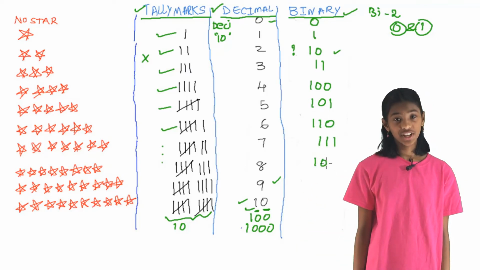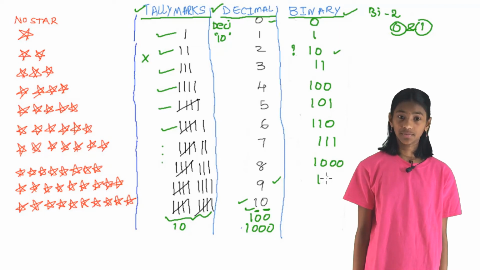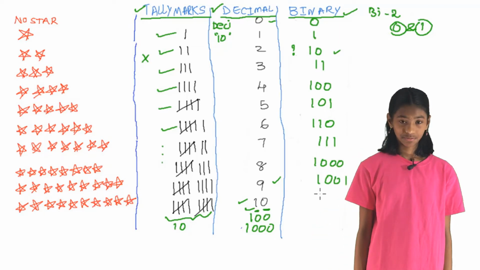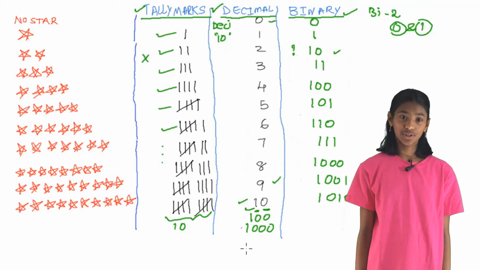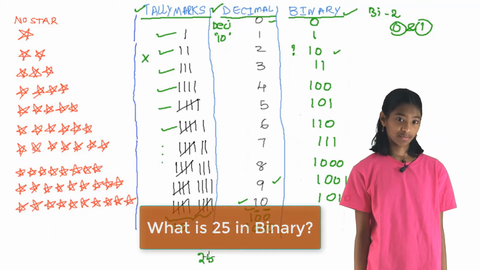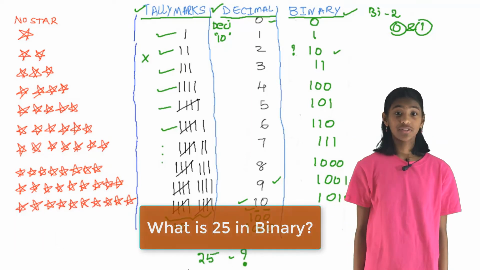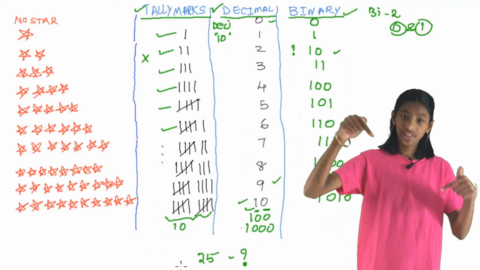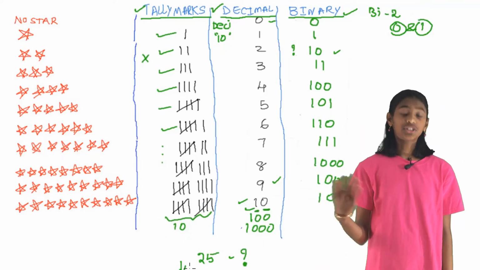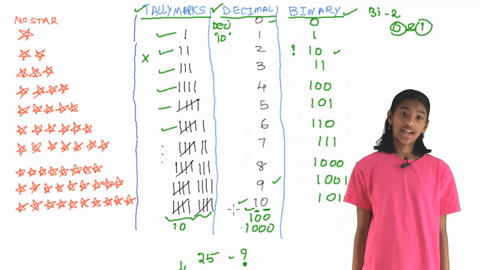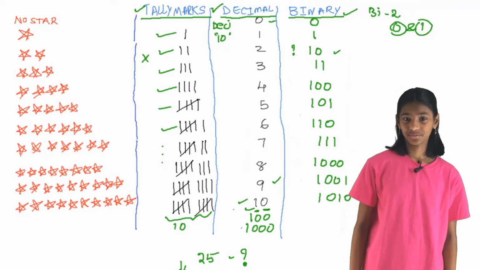Pick a number for yourself and try counting in binary. It's so much fun. How about representing the decimal number 25 in binary? Please post your result as a YouTube comment below. So, now you understand the binary system of counting.